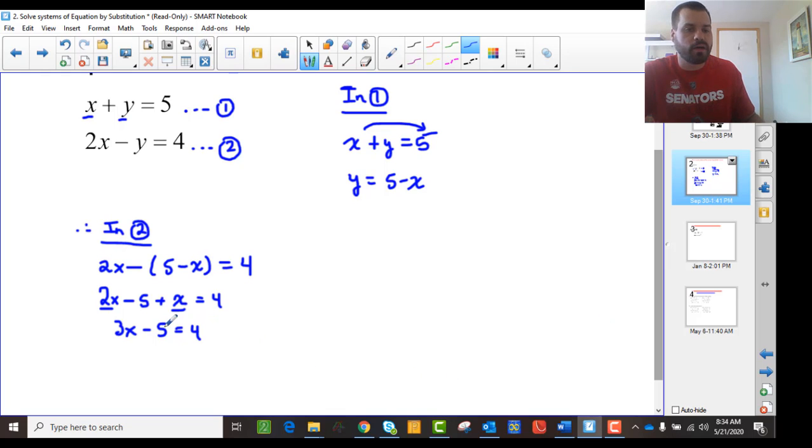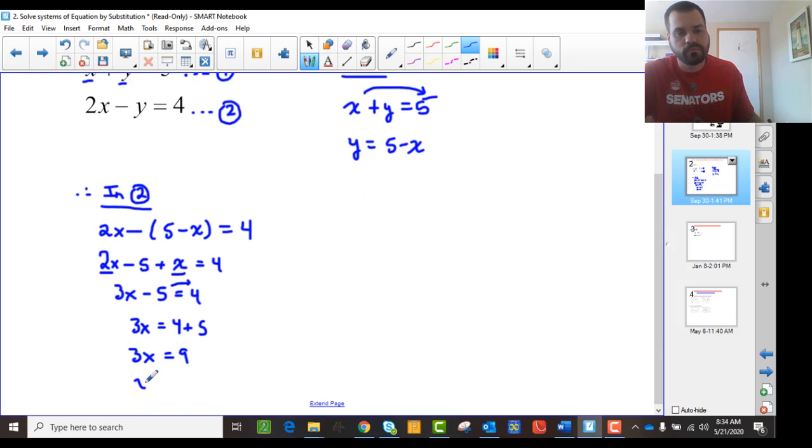And then we bring the 5 back this way, so we say 3x then is 4 plus 5, which means that 3x is 9, and that means that x is 3. Okay, and once I know that x is 3, then I say, therefore, y is 5 minus x from up here, all right? So I just replace x with 3.